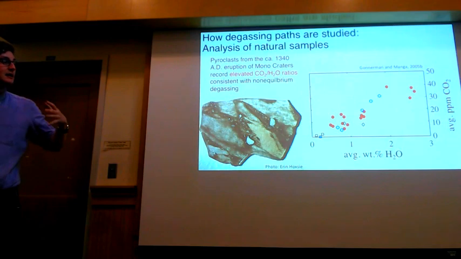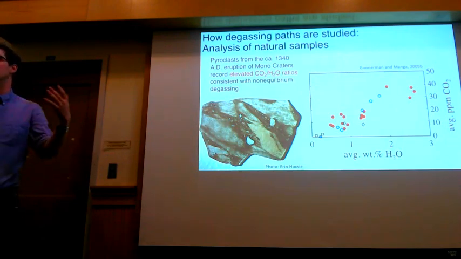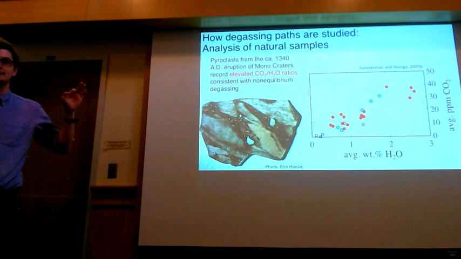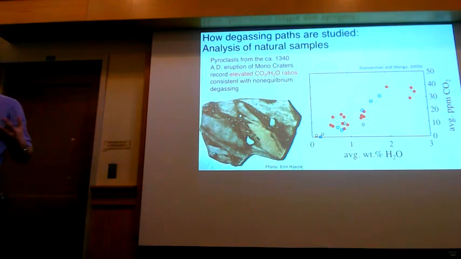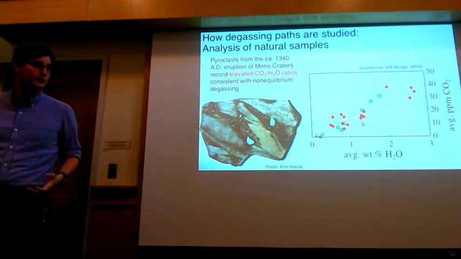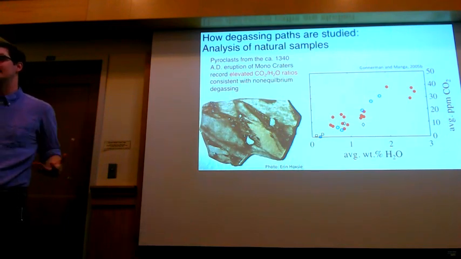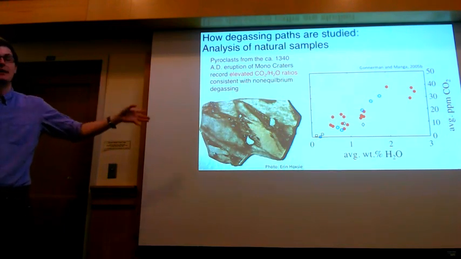Now, if you collect a bunch of these, do the measurements on them, and plot them, you can start to see these paths here. And what this represents, if each of these points is a different pyroclast that came from some different depth in the conduit, is that we start to construct the degassing history of this magma as it's rising out and erupting.